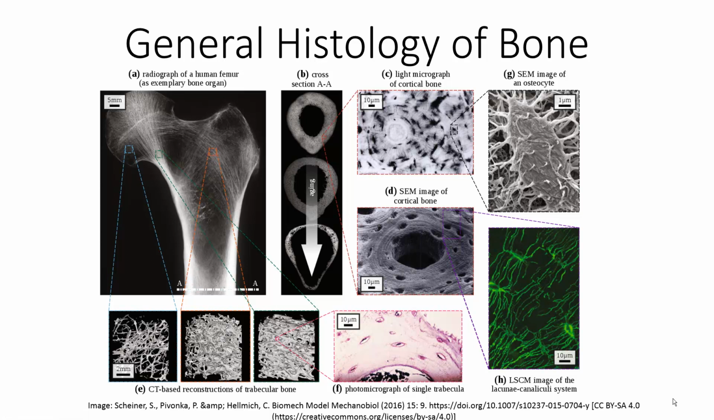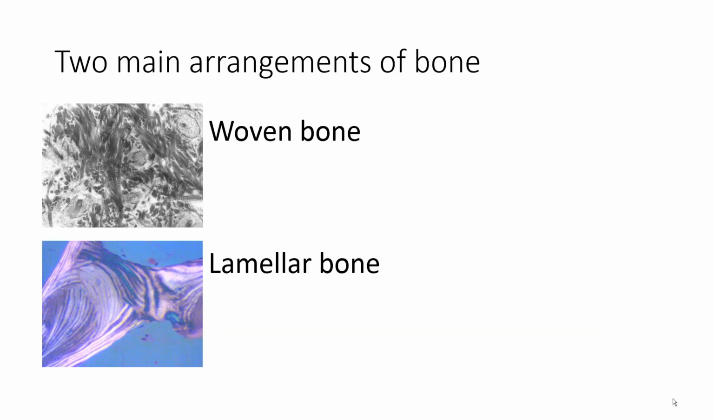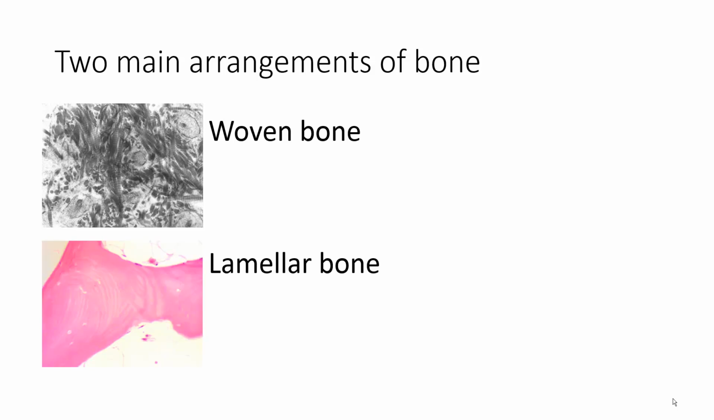This time we're going to be talking about the general histology of bone. That is, how are the cells and the matrix in bone arranged, and what does that have to do with the special characteristics of bone tissue? First, bone comes in two primary arrangements.